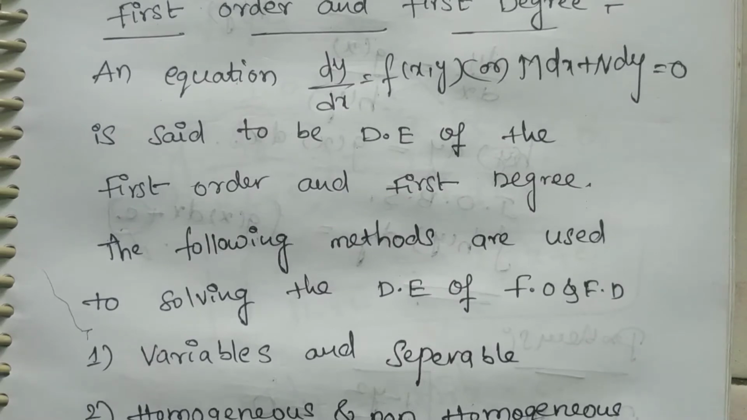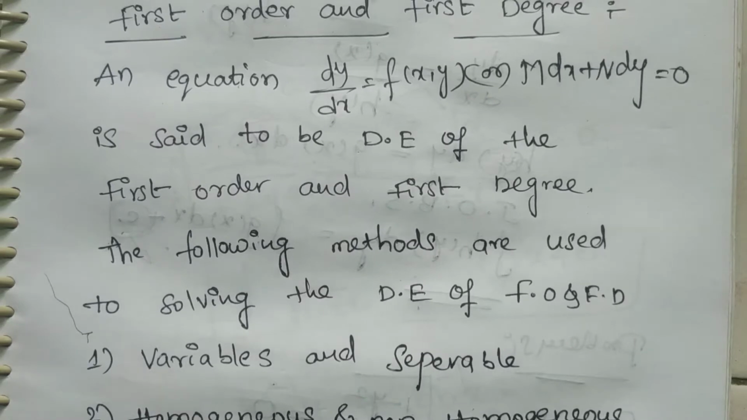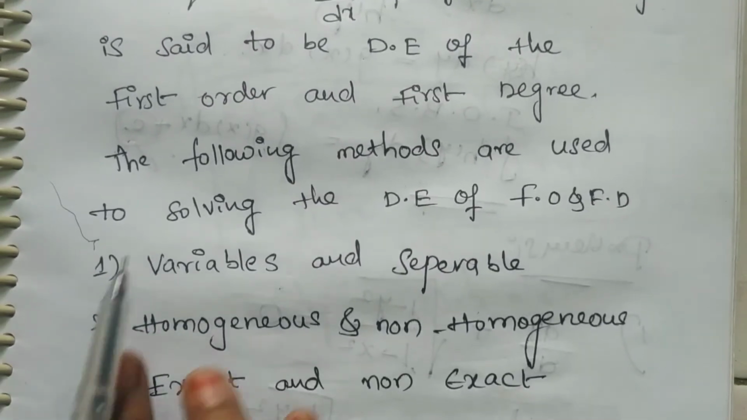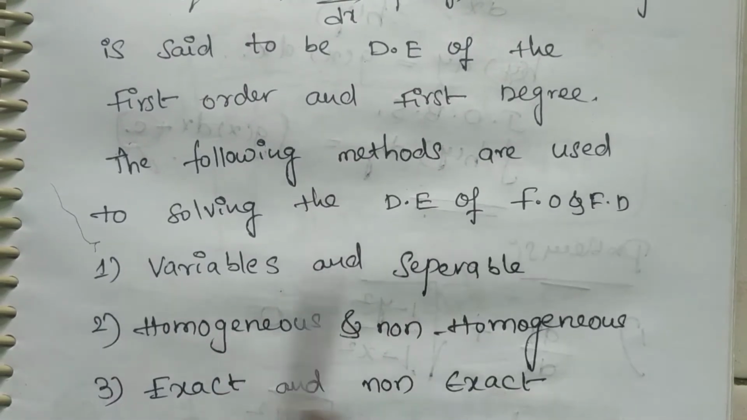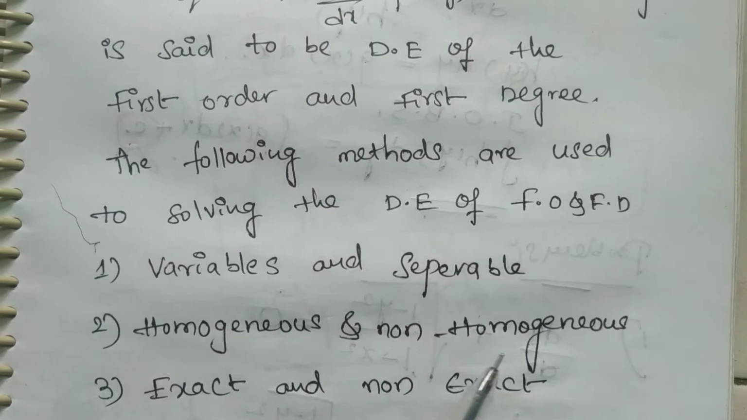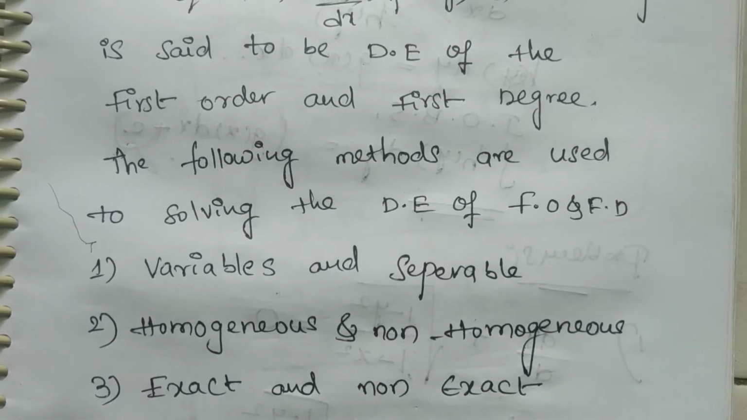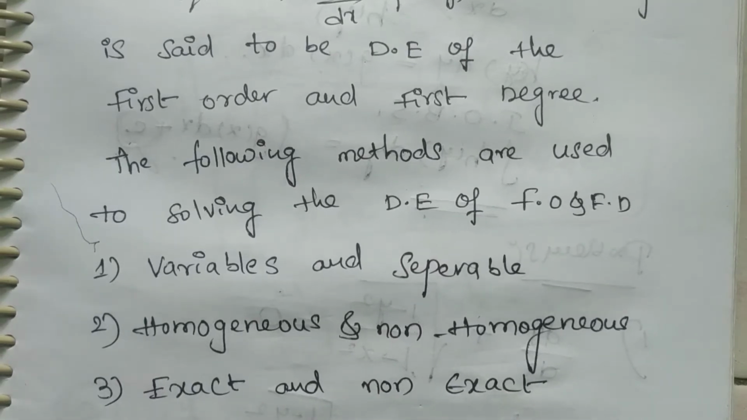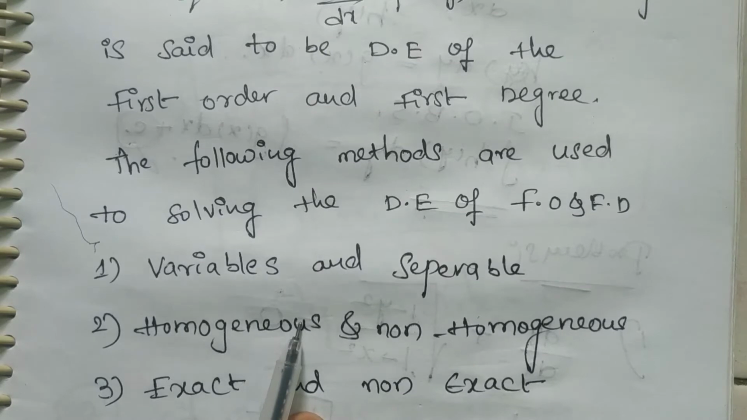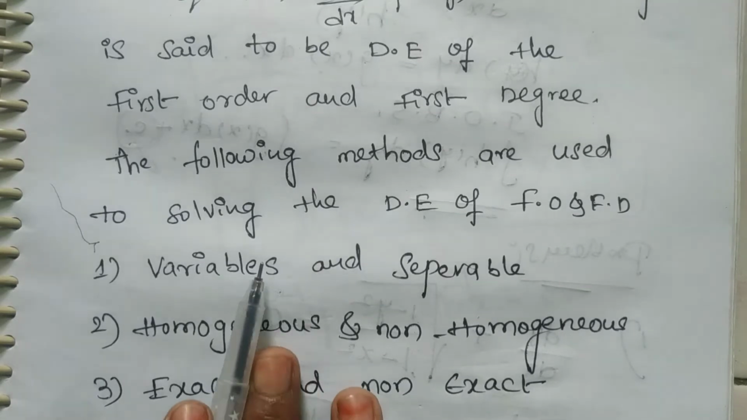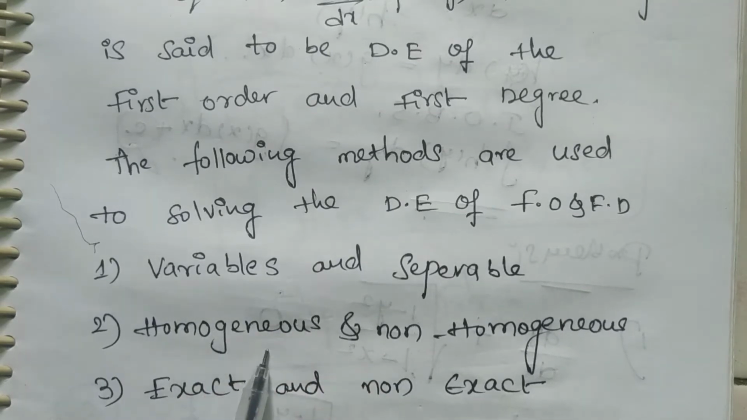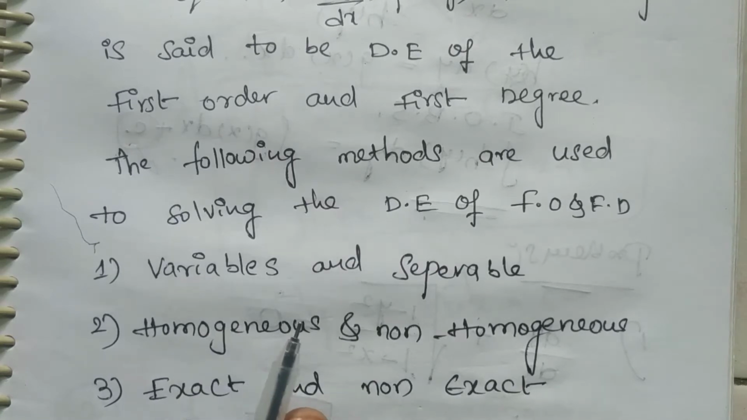They are: first one is the variable separable method, then homogeneous and non-homogeneous, exact and non-exact, and the last one is linear and Bernoulli's equations. These methods are used for solving the differential equations of first order and first degree. So let us move to our first method, that is method 1, variables separable.